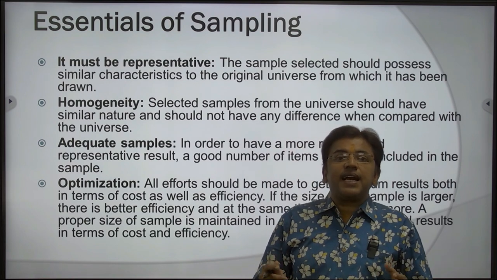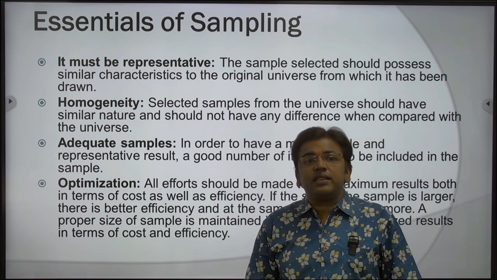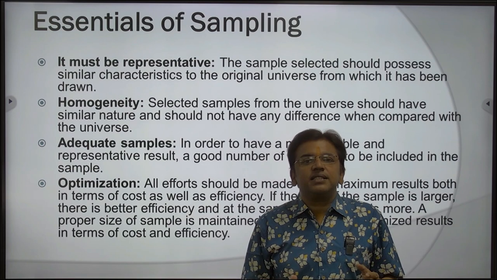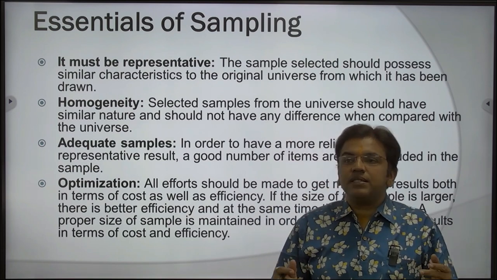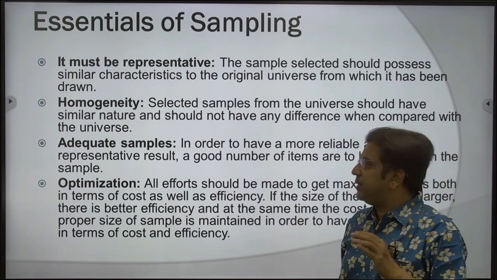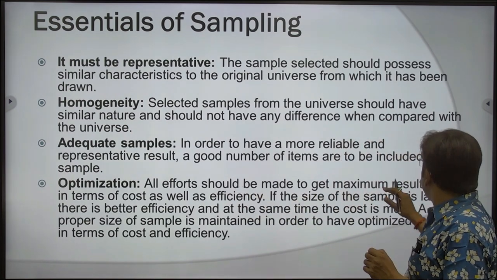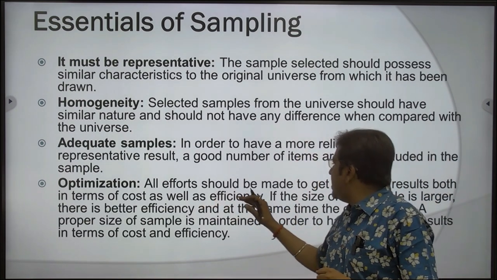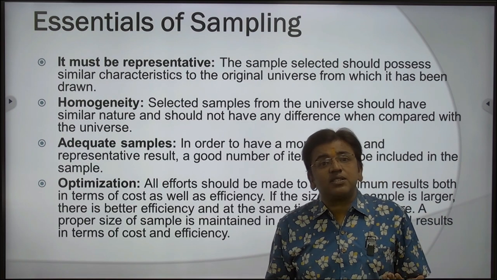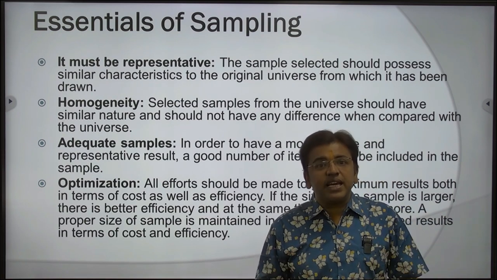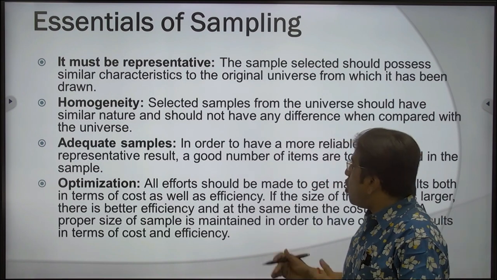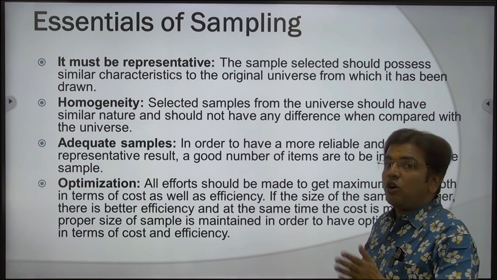So as far as the statistical methods are concerned, we used to take 5% of the whole universe, because 5% in social sciences is considered the best sample size. Optimization. Now, optimization is also very important for any sample. All efforts should be made to get maximum results, both in terms of cost as well as efficiency. Optimization of the result is very important as far as cost is concerned or as far as efficiency is concerned. Both should be considered, and optimum utilization of the resources should be done on sampling.